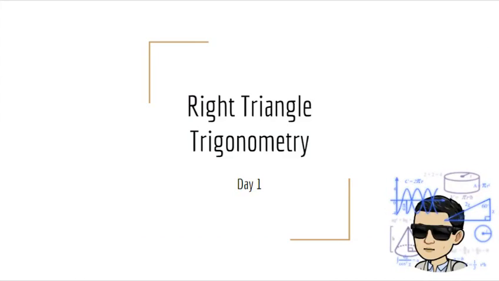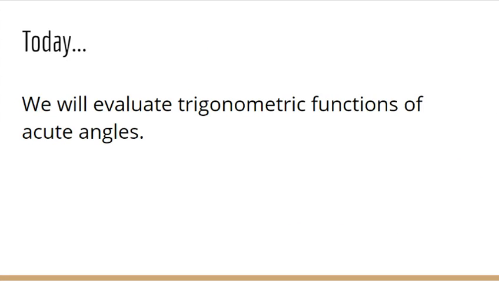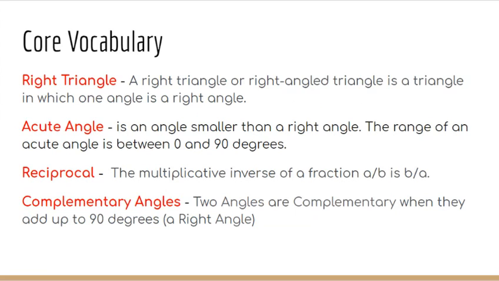So this morning our lesson is about right triangle trigonometry. This is 9.1. Today we will evaluate trigonometric functions of acute angles. To begin with, let's start by going over the core vocabulary in this lesson.